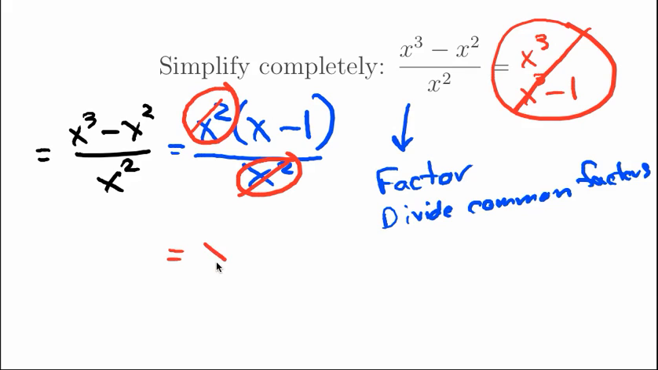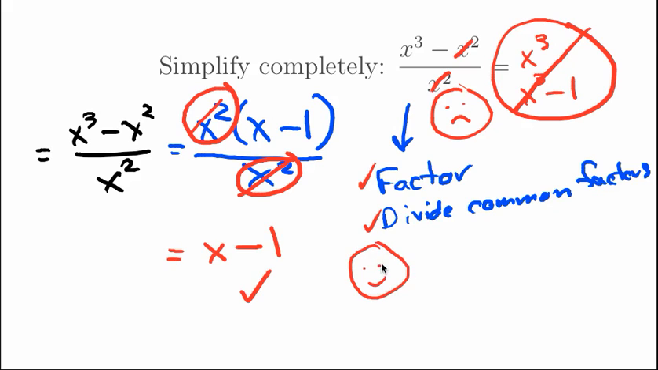What I'm left with is x minus 1, and that's my final answer that I would put in the blank, and it is correct. So the key thing here, again, is to avoid the mistake of canceling off individual terms. That is not a good thing to do, and that'll cause you a lot of problems throughout the course, calculus and elsewhere, if you continue to do that. What we do want to do instead is factor and then divide off common factors, and that gets us happy, because that is the correct way to do our algebra.